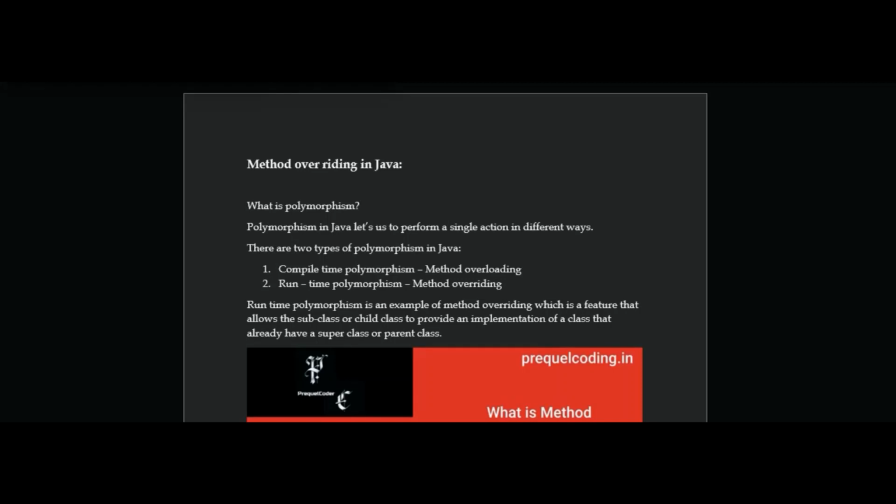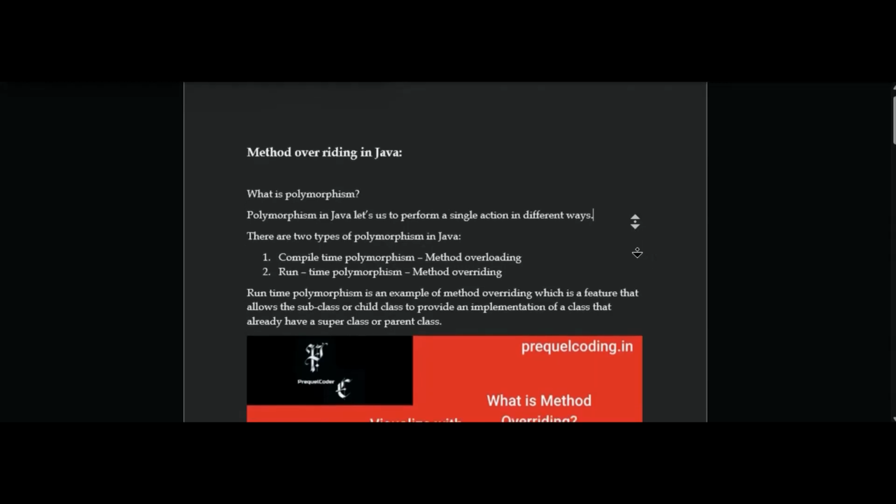Runtime polymorphism is an example of method overriding, which is a feature that provides a subclass or child class with a specific implementation of a method that is already implemented in a superclass or parent class. The definition is quite confusing, so let me give you an example which will make your concept crystal clear.